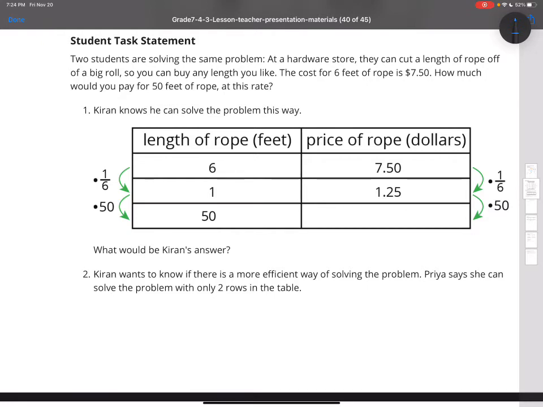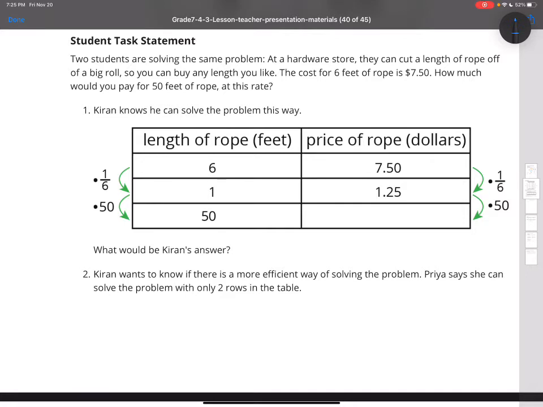So it says, number 1, Carmen knows how to solve the problem this way. So I want you guys to study Carmen's table. Notice that he looks like he's almost solving it like the ratio method we did in the previous lesson, which means that he found the unit rate for how much it costs for 1 foot of rope, which is $1.25. And now he's multiplying 50 times both sides, okay?